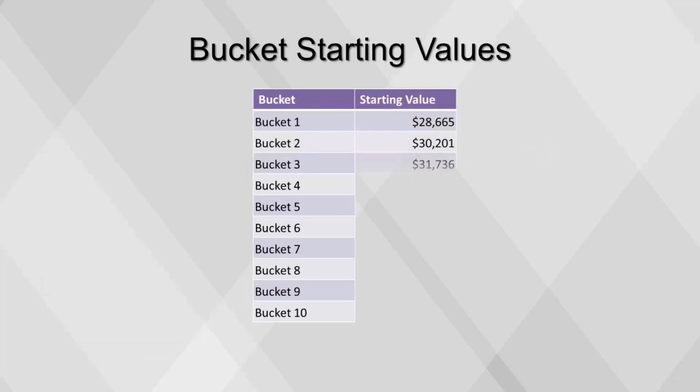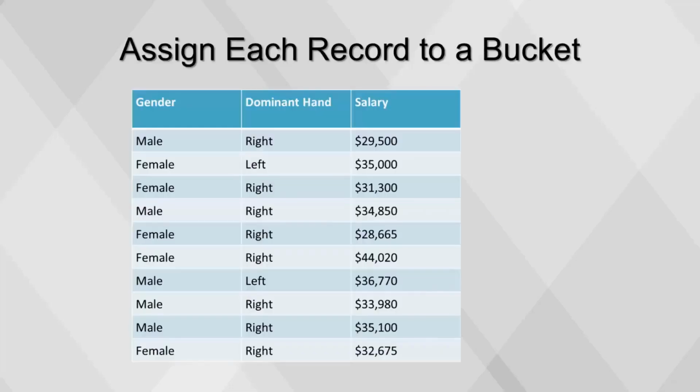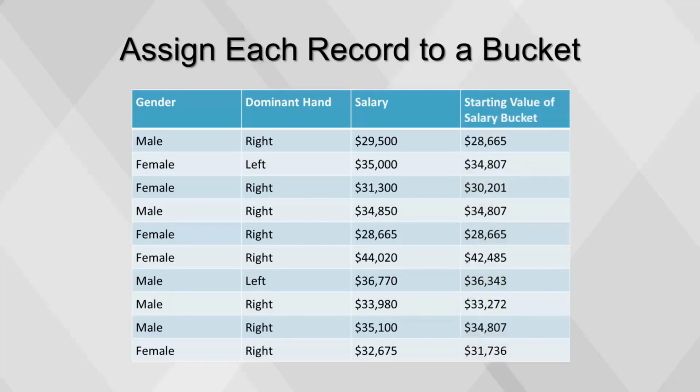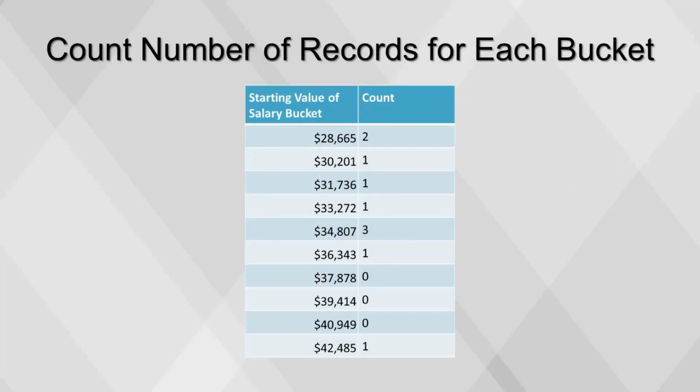Next, we need to figure out the starting value for each bucket. Starting with the lowest salary, we add the size of the bucket to determine the starting value of the second bucket. We do this until we obtain the starting values for all 10 buckets. We'll add a new column to the original table to assign each person into a salary bucket. Summarize the new variable, starting value of salary bucket, counting how many occurrences of each bucket are observed. Note that although this variable is numeric, by summarizing it, we're treating it as a categorical variable.